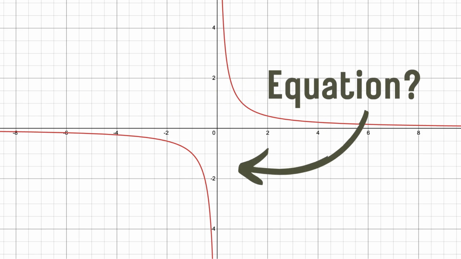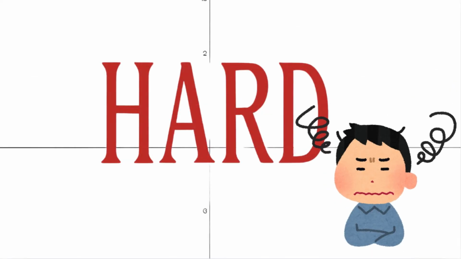Have a look at this graph. Now it looks so weird. We've never seen this graph before. It looks tricky, and finding its equation also looks very tricky. So how do we do this?